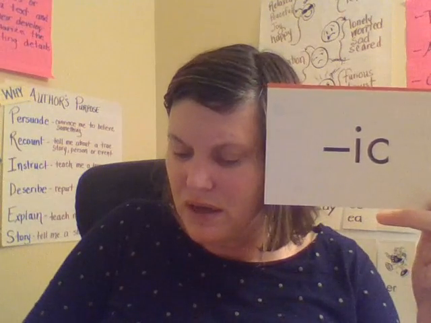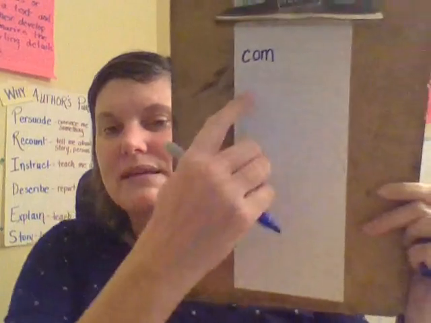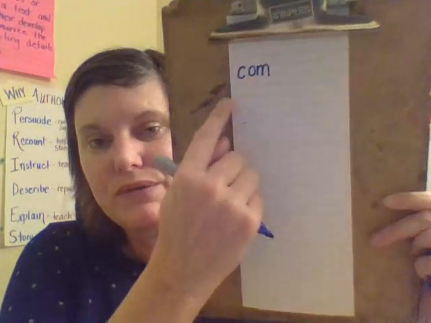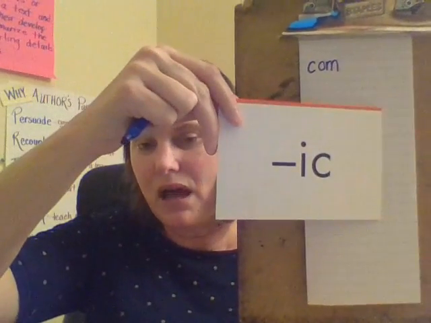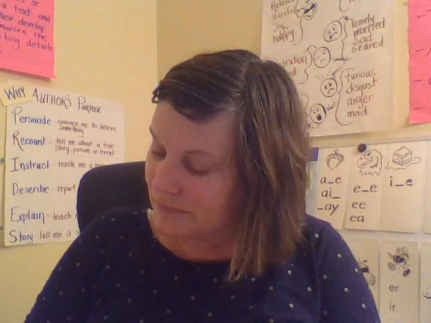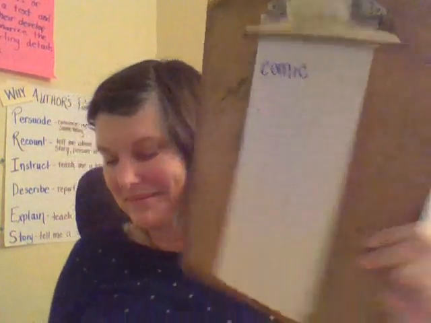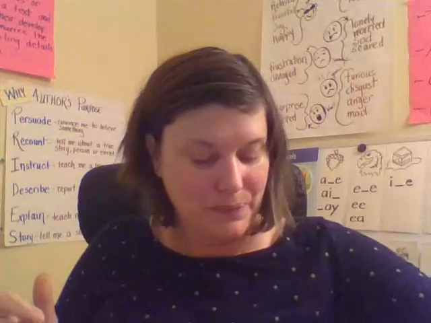So calm. I know C makes the k sound right before O. So calm. And then we just need to add ick, comic, to make it comic. And then that's how you spell comic. So just break the word up into the different syllables, and that will help you.